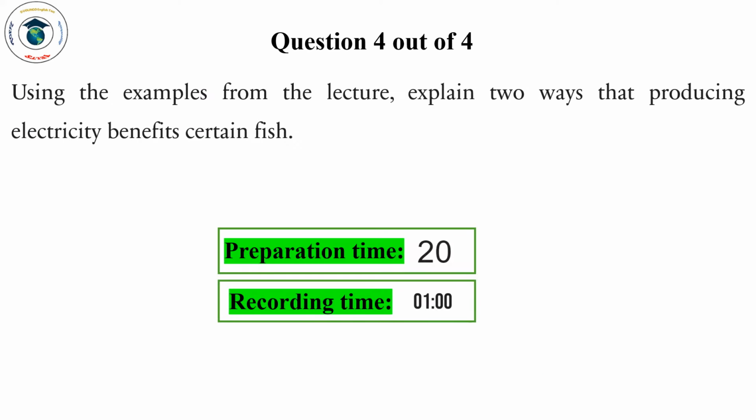Using the examples from the lecture, explain two ways that producing electricity benefits certain fish.